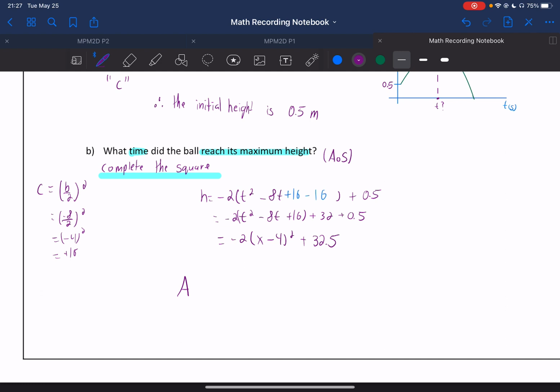So our AOS is the x value of our vertex. Now our vertex in this case is going to be (4, 32.5). But our t, that x value, is going to be t equals 4. So at 4 seconds, the ball reaches its maximum height. So therefore, the ball reaches its max height at 4 seconds.